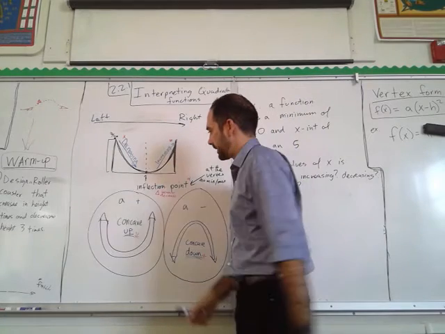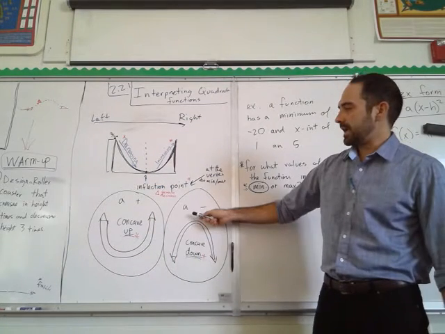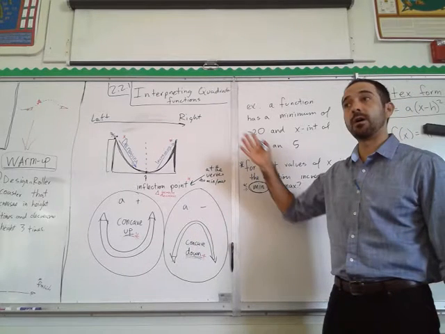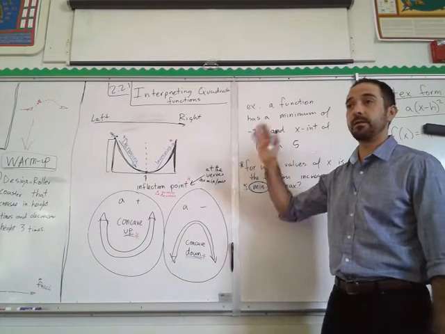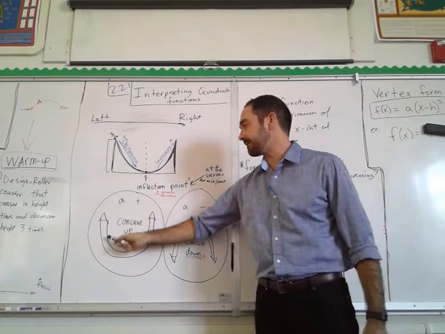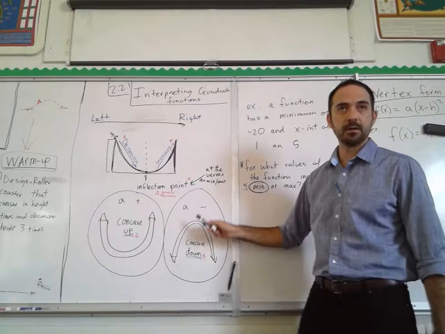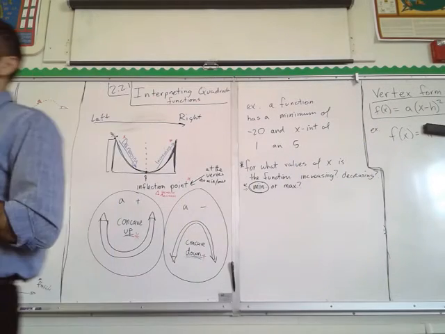Okay, next we have our happy face, sad face again. This is the same exact thing that we saw in all the forms. So remember, that matches with all the forms. When A is positive, happy face, it opens up. When A is negative, sad face, it opens down. Now with this, we have one more vocab word here.